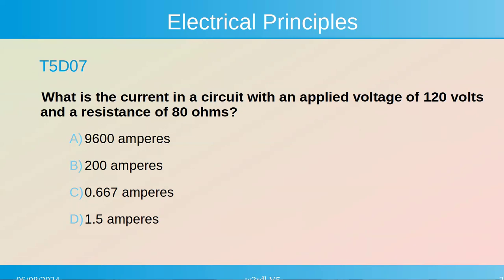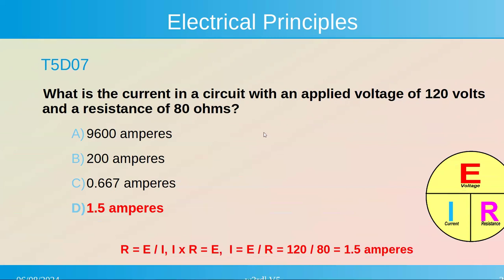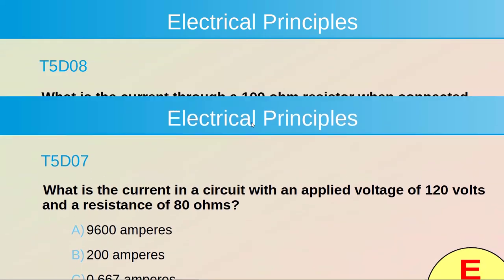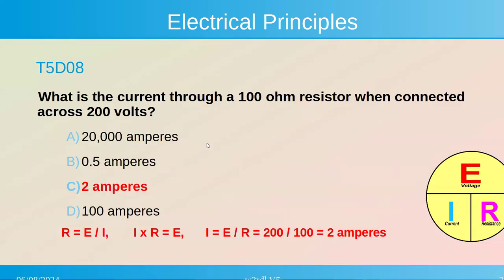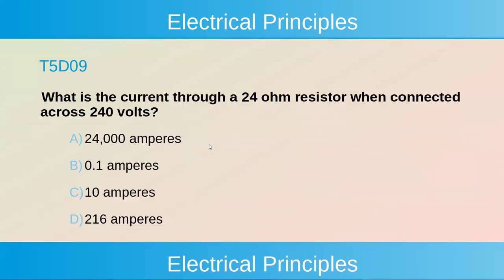We got a new member. 1.5 amps. Oh, one more. There's a lot of these, so the odds of getting one of these questions is very, very high. All right, we measured 100 ohms resistance when connected across 200 volts. That'd be 2 amps. He's really on a roll. One more.